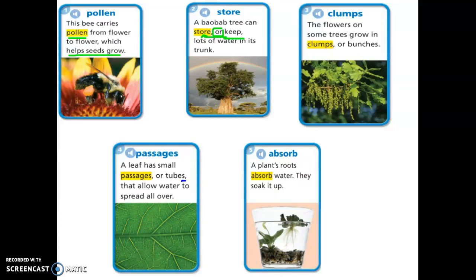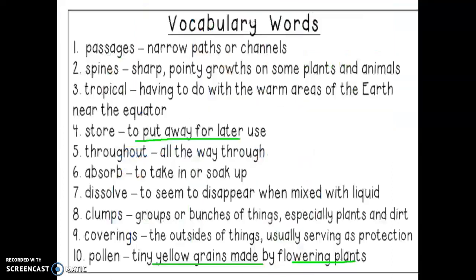Clumps. The flowers on some trees grow in clumps or bunches. There's our keyword or, that we're about to get a synonym clue. So that tells me bunches and clumps are probably synonyms. So clumps means bunches. Actual definition for you to learn: clumps, groups or bunches of things, especially plants and dirt.